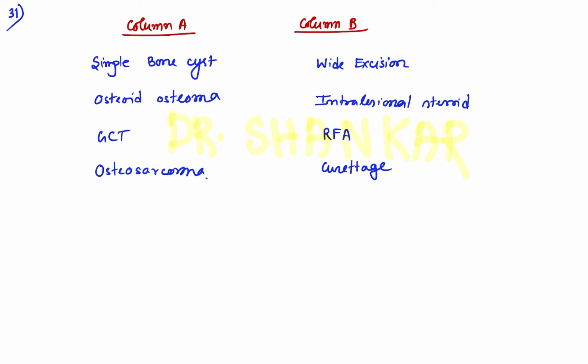For simple bone cyst, the proper matching is intralesional steroid. For osteoid osteoma, it is radiofrequency ablation. For GCT or giant cell tumor, it is curettage. And for osteosarcoma, it is wide excision. So this is the matching: simple bone cyst, intralesional steroid; osteoid osteoma, radiofrequency ablation; GCT, curettage; and osteosarcoma, wide excision.